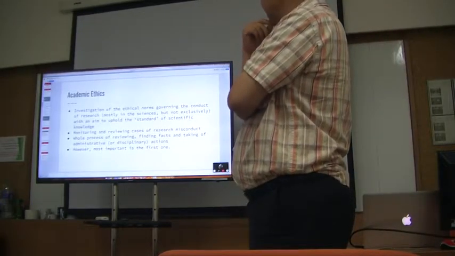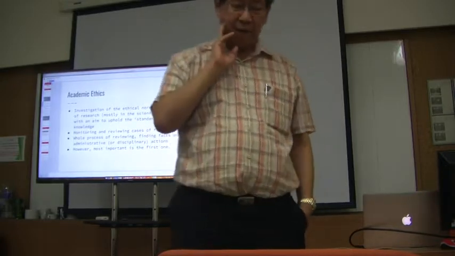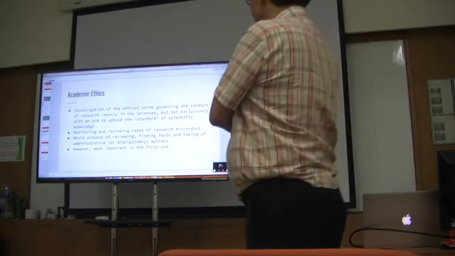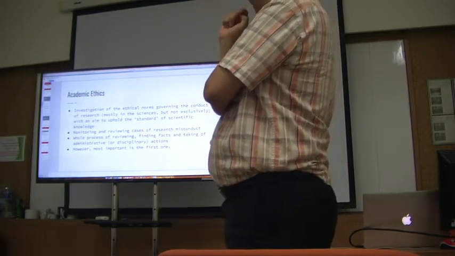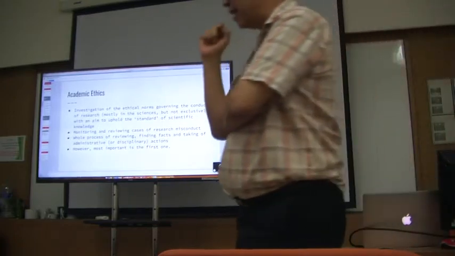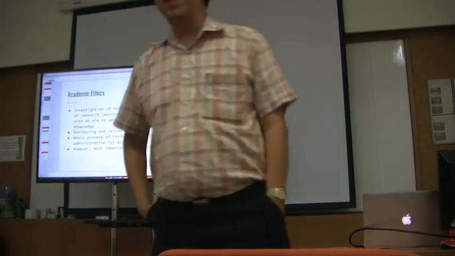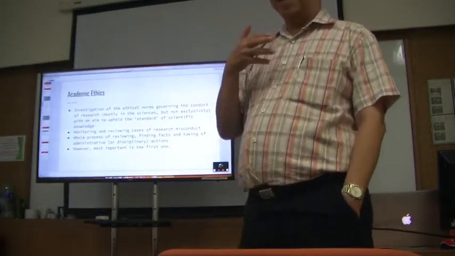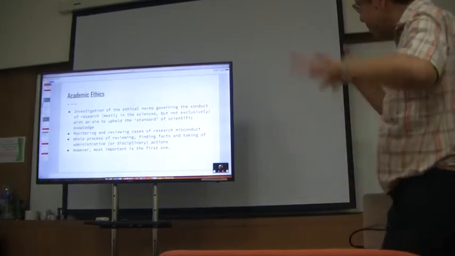It also involves monitoring and reviewing cases of research misconduct. Research misconduct is a term commonly used to talk about the violation of norms governing research ethics or academic ethics. And also the process of reviewing, finding facts and taking administrative or disciplinary action. For example, in the context of teaching and learning, suppose a student cheats in an exam, a very common example, and he is caught. Then there is administrative or disciplinary action for the student. Every university has that, and this is part of academic ethics.